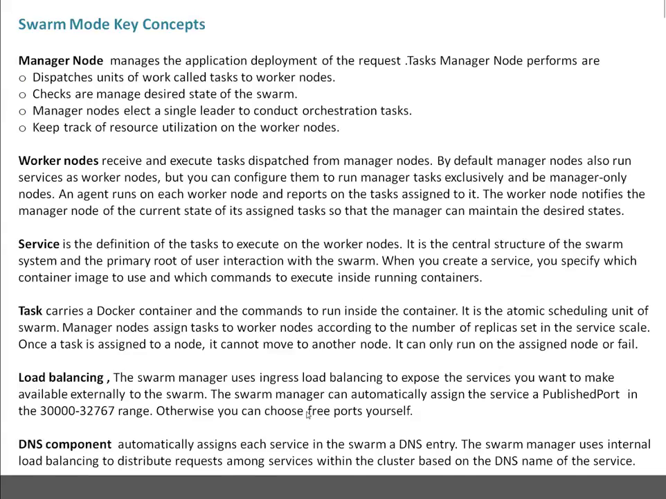Next important thing is task. Task carries a Docker container and the command to run inside the container. It is the atomic scheduling unit of Swarm. Manager node assigns tasks to the worker nodes according to the number of replicas set in the service scale. So replicas are basically the number of instances which we set in the service, meaning these many instances need to be in running state. Once a task is assigned to a node, it can't move to another node. It can only run on the assigned node or fail.